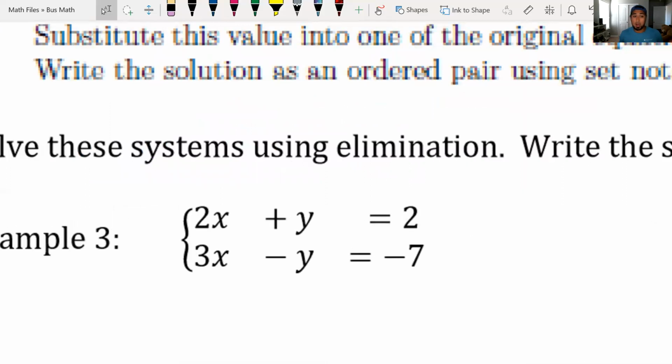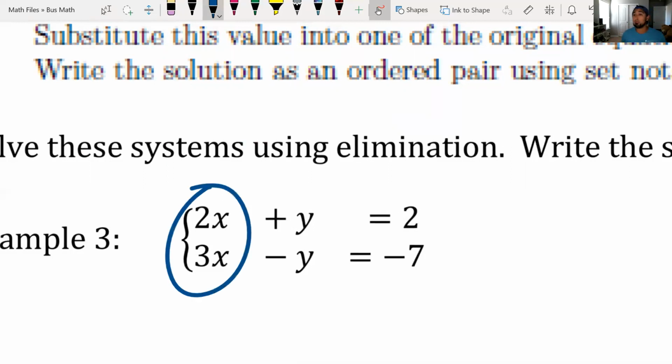Now, when I say multiple, let's look at example 3. Let's say I wanted to get rid of x. Well, we see that I have 2x and I have 3x. So in order to get rid of 2x and 3x, we need to make them the same number. So we look for the least common multiple between those numbers. So 2 and 3, we know that their least common multiple is 6, right? The least common multiple is 6.